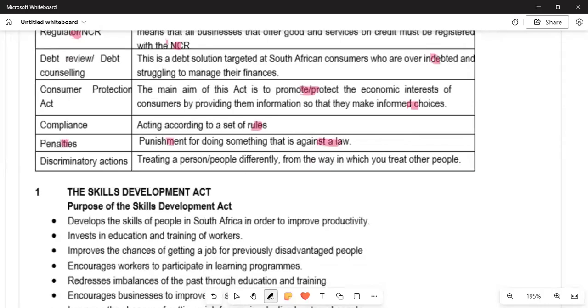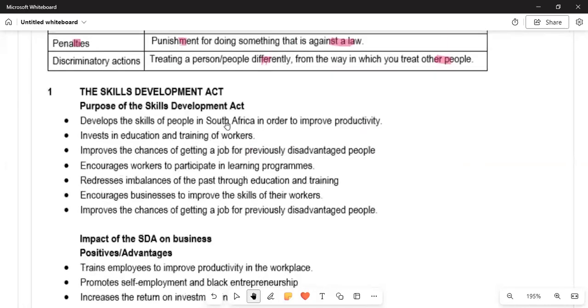So those are the definitions, and this is all we are going to talk about in module 1, whereby we are talking about the acts. The first act that we are going to focus on is the Skills Development Act, SDA. Normally when we are dealing with acts, we talk about the purpose of the act. That is very important. Even in the examination, they will ask you about the purpose of the act.